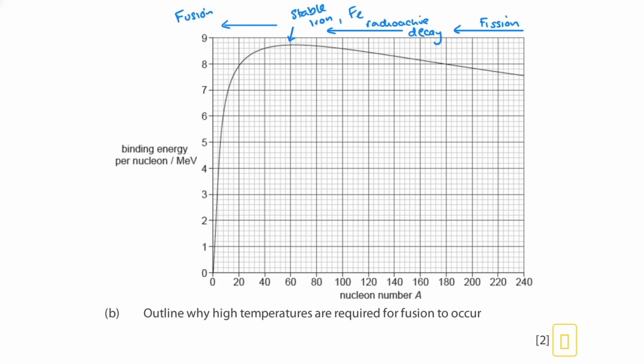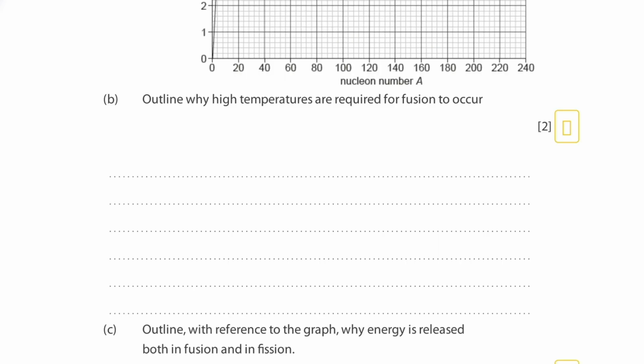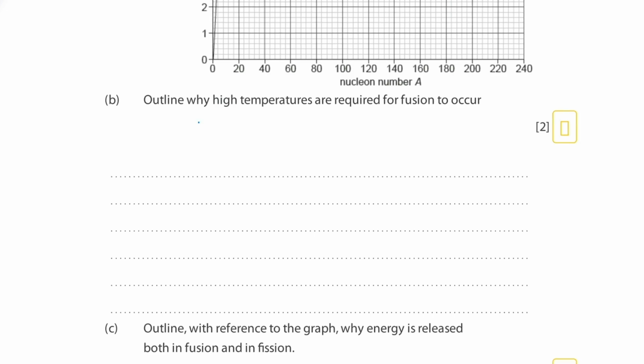B. Outline why high temperatures are required for fusion to occur. This is actually quite a common question, and let me do a quick explanation before I give you the 2 exact marks you need to write down to get full marks on this question. If we're looking at fusion, we're looking at 2 small nuclei fusing together to become 1 larger nucleus. Let's draw 2 small nuclei right now. That's 2 protons and a neutron. And let's just draw 2 other small nuclei, 2 protons and a couple of neutrons.